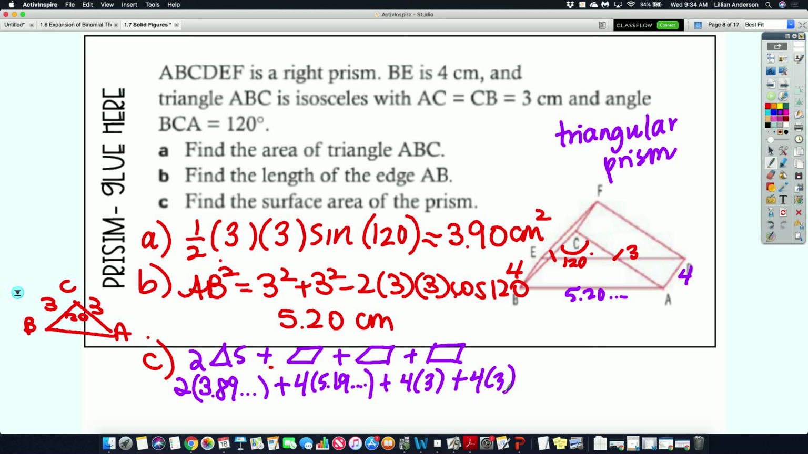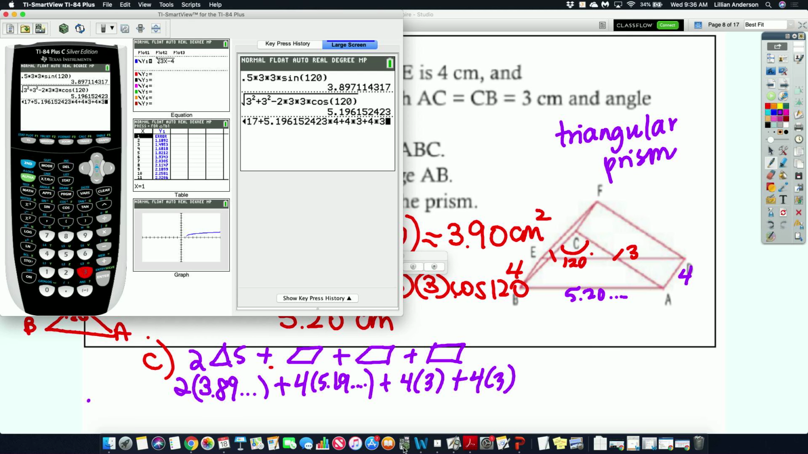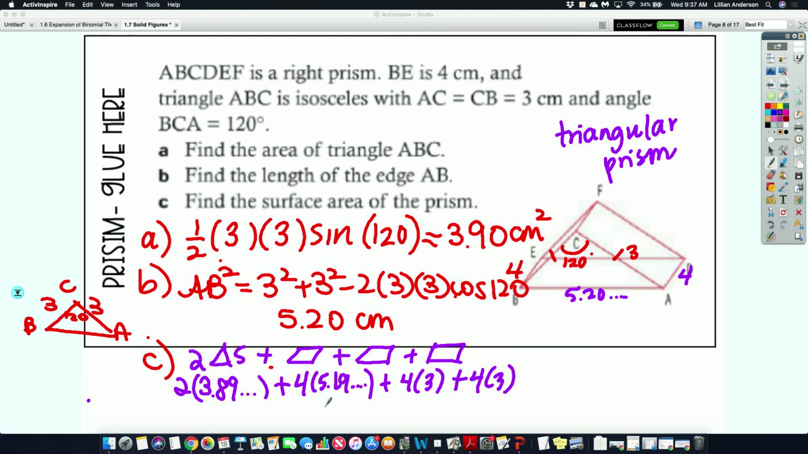Do not use the rounded answer. Use the non-rounded answer when you're doing this. You guys get this number? Good stuff. So 52.6 centimeters squared, because we are talking about area. Even though surface area is still area, area is always squared. Questions?